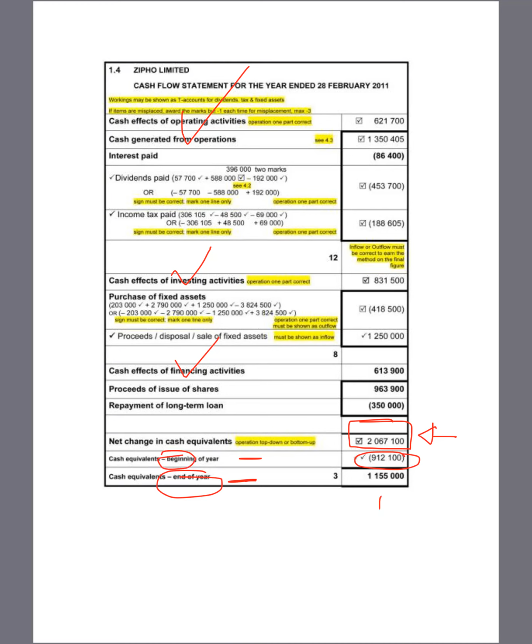Are you with me? If they don't give you both, what are you going to do? I don't think they'd ever do that to you. Normally, what they do is give you the beginning. Okay, cool. So let's go to our balance sheet quickly.